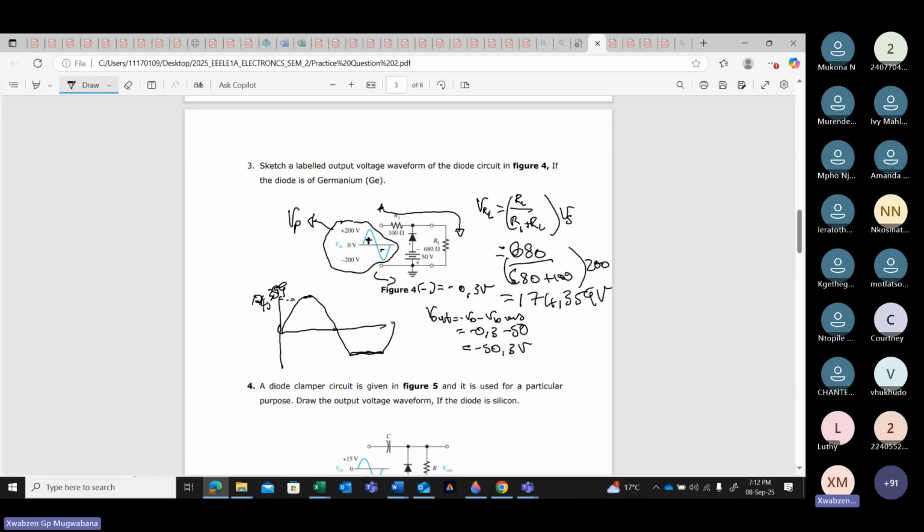Then it comes back there. Then you have got this. Then you will see that now here you have got minus 50,3 volts. Are we together? That is your clipper circuit. Can you see how easy it is?